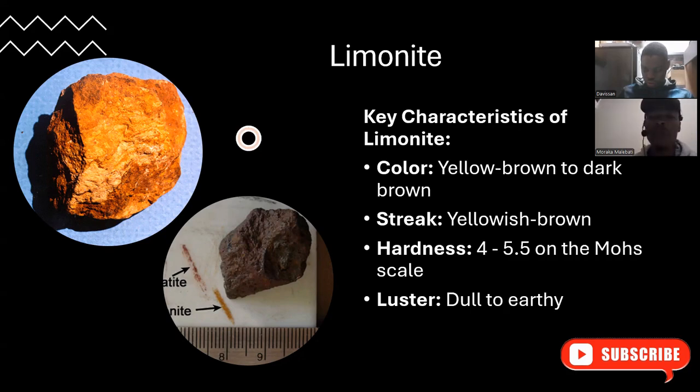And then the color will be yellow-brown to dark brown. For example, here you have this dark brown, and here you have this yellow to brownish color. And that is the limonite. But the distinctive feature will be the streak, the yellowish brown, and also this color, the yellowish brown.